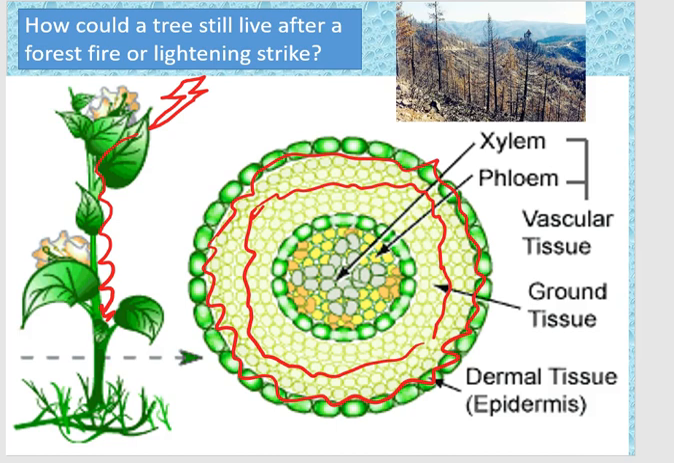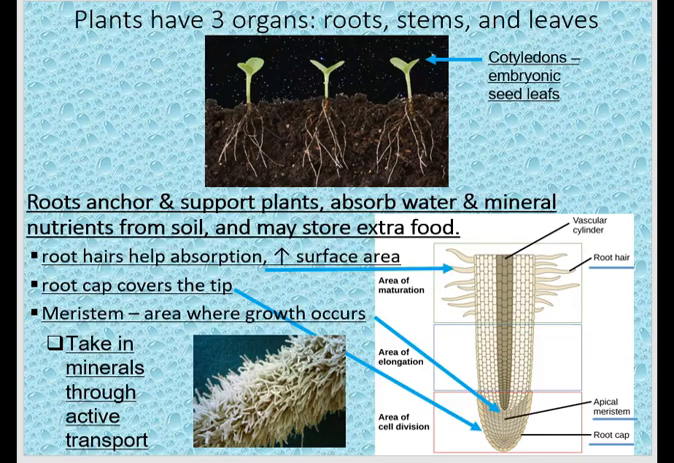So we went from cells to tissues. Now we go from tissues to organs. We had 3 cells, 3 tissues. We got 3 organs of a plant. What makes a plant a plant? These 3 things: it has roots, it has stems, it has leaves. If it doesn't have those 3, it's not a plant.